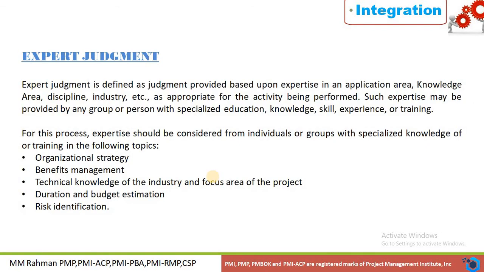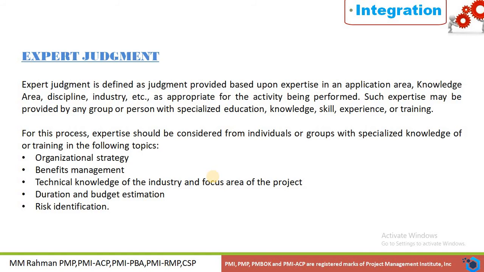Then expert judgment. Expert judgment is defined as judgment provided based upon expertise in an application area, knowledge area, discipline, industry, etc. as appropriate for the activity being performed. Such expertise may be provided by any group or person with specialized education, knowledge, skill, experience or training. For this process, the expertise should be considered from individuals or groups with specialized knowledge of or training in the following topics: organizational strategy, benefit management, technical knowledge of the industry and focus area of the project, duration and budget estimation, risk identification.